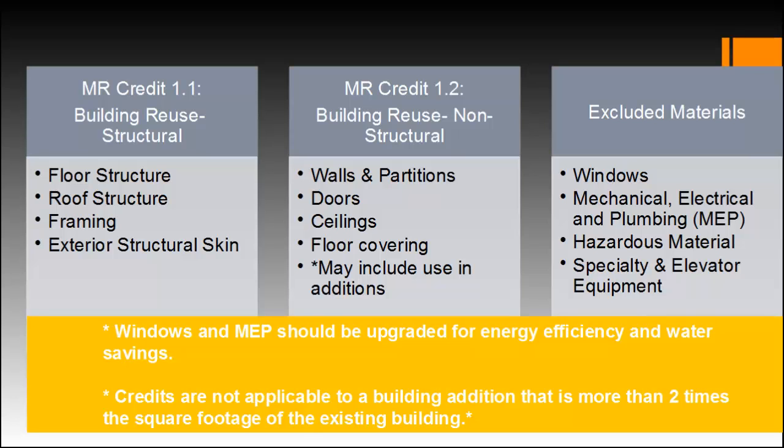Mechanical, electrical, and plumbing is excluded. Hazardous material, you don't get points for it, but once again, it's a good idea. It's just an expectation that you would deal with that in a way that applies to code. And specialty and elevator equipment is not included. It's similar to why mechanical, electrical, and plumbing is not included. It just skews the results since it's based on costs, and those are very costly items.